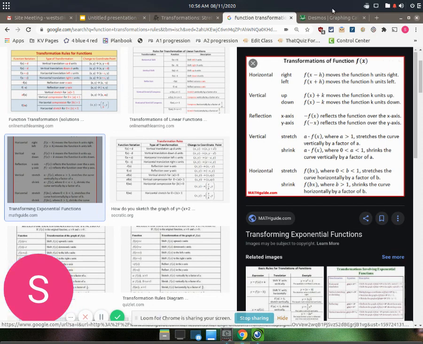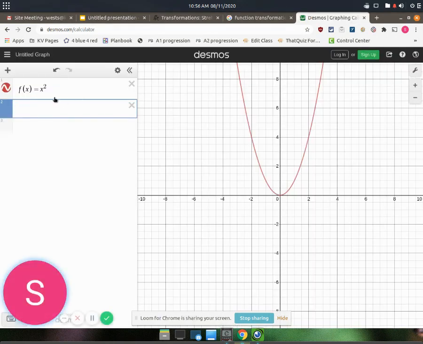All right. So I've got an example for you here, just dealing with x squared. And first I want to look at 2f of x. If we multiply by something on the outside, it should cause it to vertically stretch. You can see the red one's the original, the green one's my new one. And it is steeper. It has stretched it vertically.